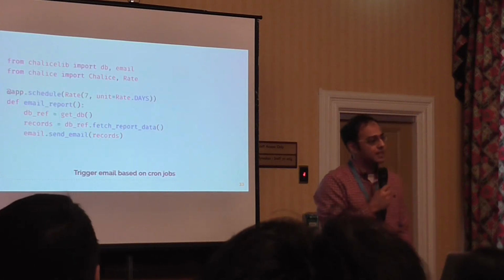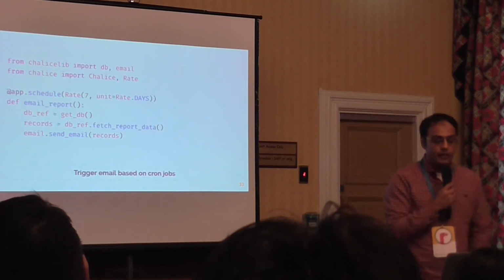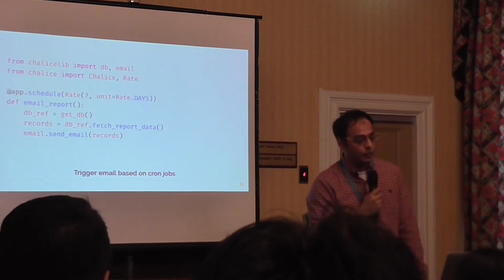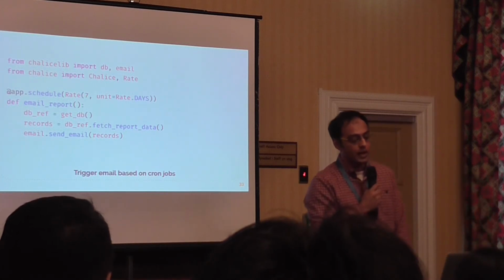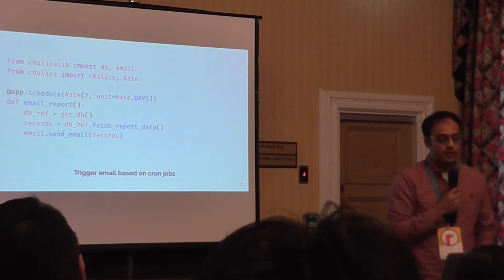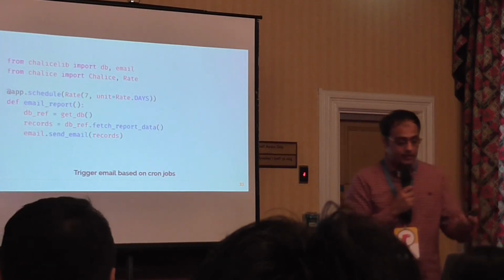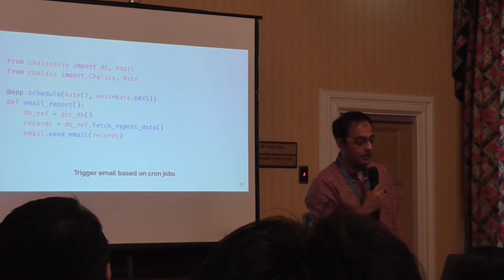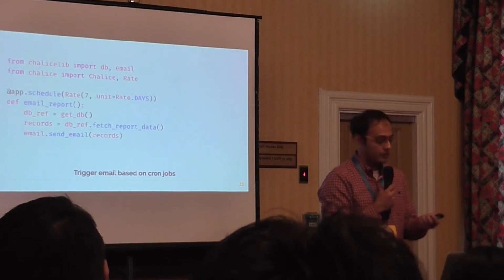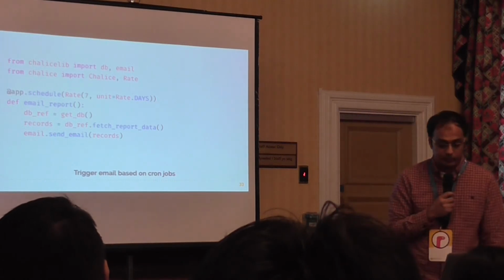Likewise, cron jobs are another very popular thing that we're doing all the time. Again, super simple. We can just use app.schedule, and you can set the rate over there. So it could be minutes, days, seconds, or whatever you like. In this example, we're just fetching the report data from the database, and we're sending an email out to everyone who would like to see that.